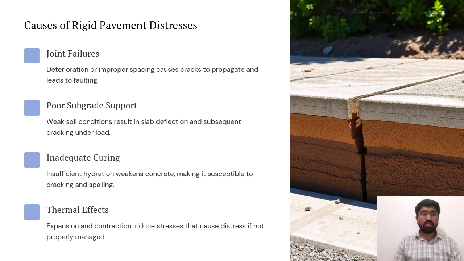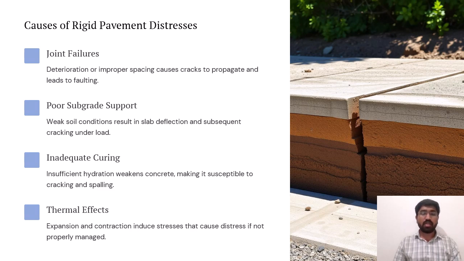Common causes of rigid pavement distresses. First is joint failure, due to lack of sealant or poor spacing. Deterioration or improper spacing causes cracks to propagate and lead to faulting. Second, poor subgrade support. Weak soil conditions result in slab deflection and subsequent cracking under load.